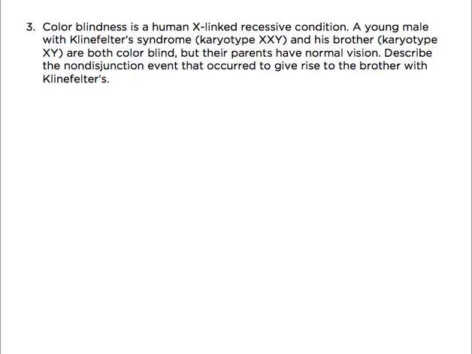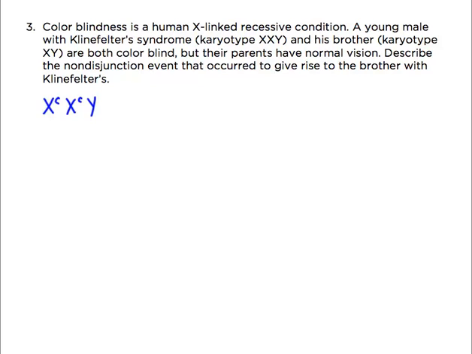So we know that the Klinefelter has XXY karyotype, and because color blindness is a recessive condition, both of his X chromosomes must be mutated with this colorblind allele. So his karyotype is actually, let's write it as XC, XCY. And we want to know what non-disjunction event can give rise to his karyotype.